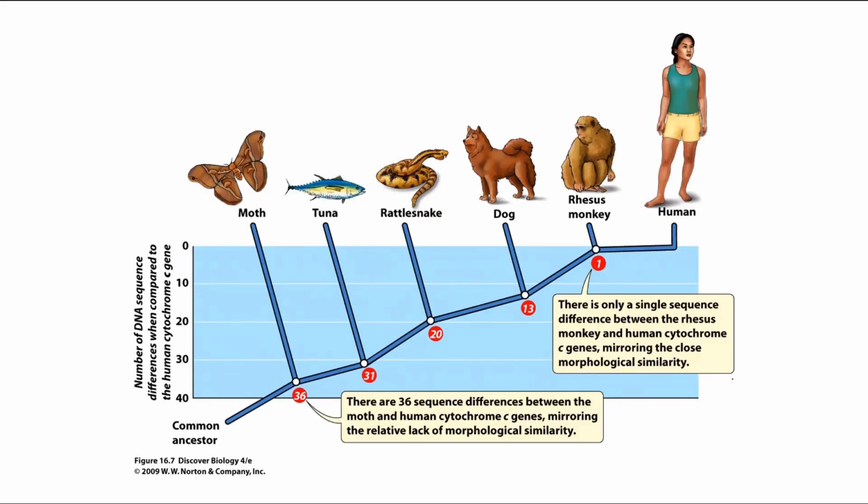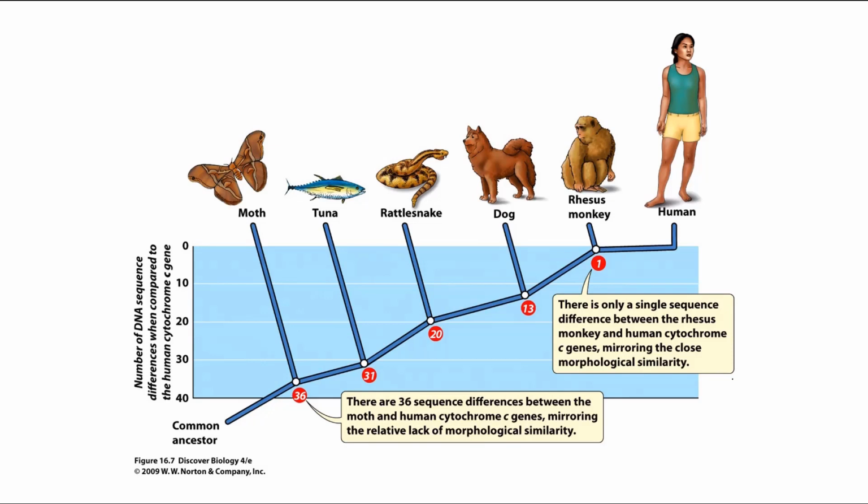For example, if we're looking at a gene in the mitochondrial genome, all of these organisms on this list have mitochondria, which has their own DNA, and this cytochrome C gene is highly conserved. When we look at the cytochrome C gene's sequence, comparing humans and rhesus monkeys, there's only one difference. Comparing humans and dogs, there are 13 differences. Comparing humans and rattlesnakes, there are over 20 differences. And comparing humans all the way to moths, we have 36 differences.